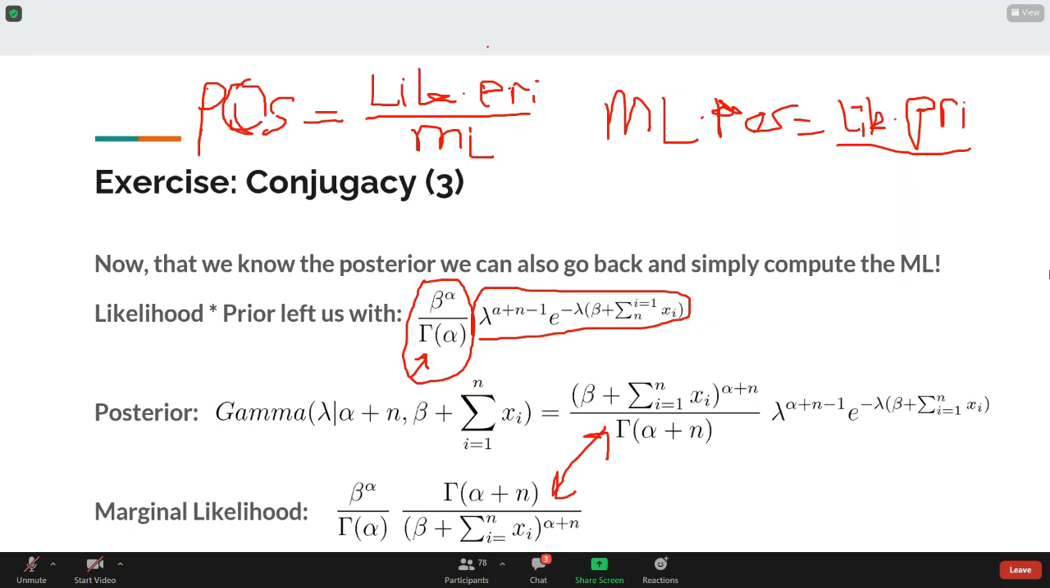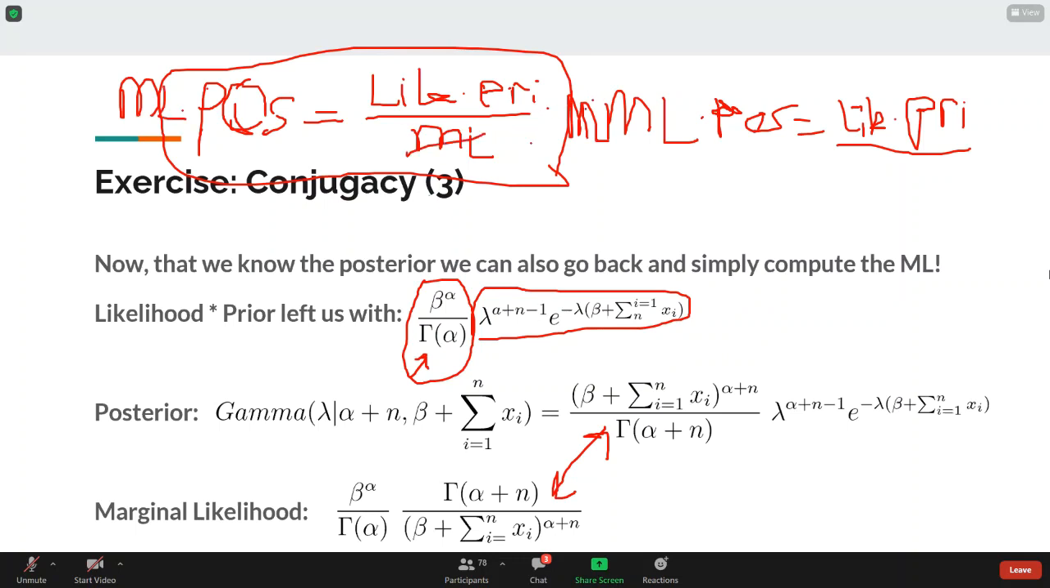So if we have this part, this is like the Bayes theorem, which is well known. If we multiply both parts by ML, this ML cancels, so we have ML post, which is this part.